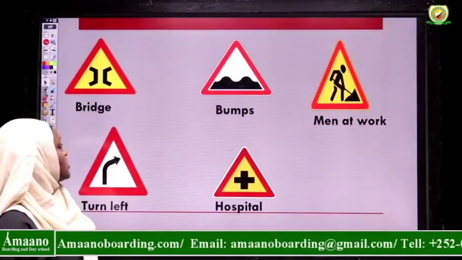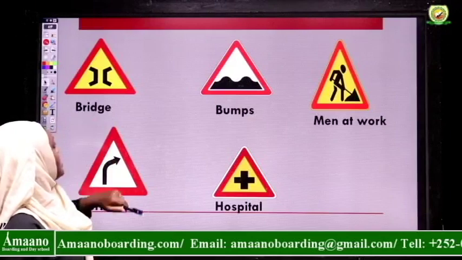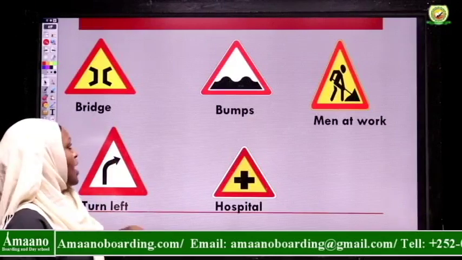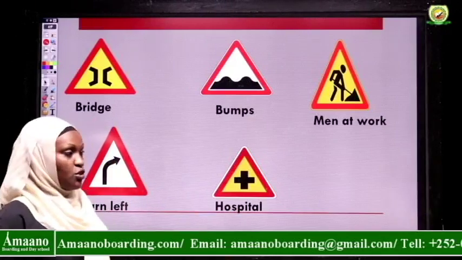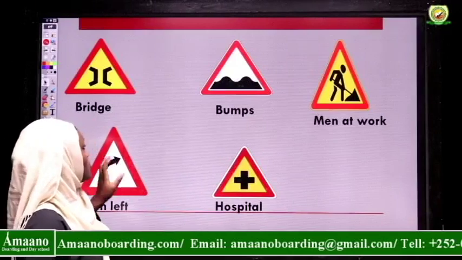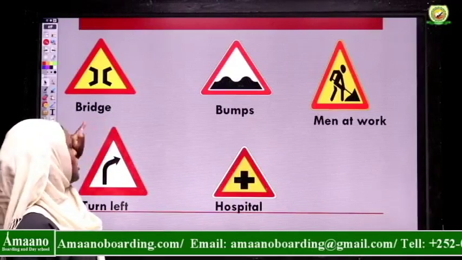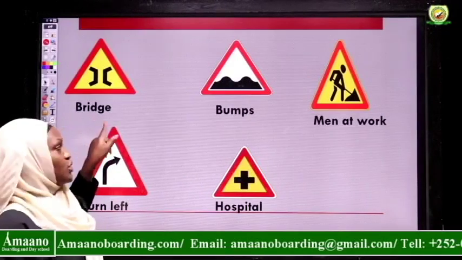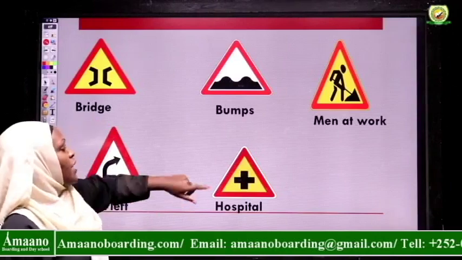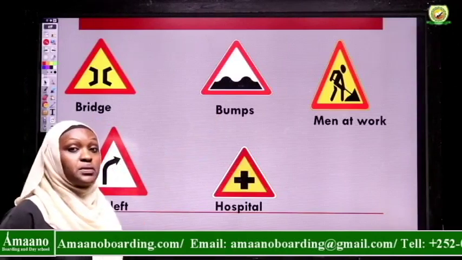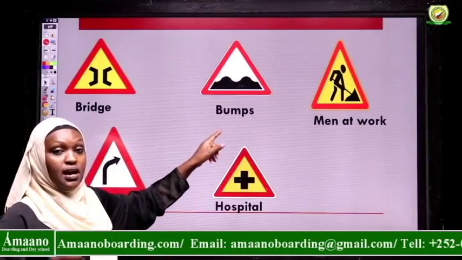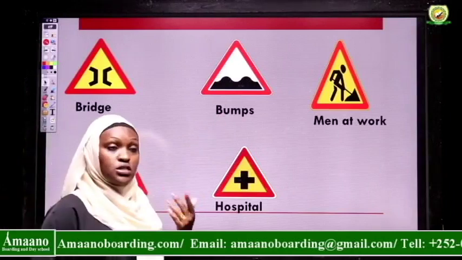We also have these ones. This means the bridge. Maybe ahead there is a bridge. So for those who are riding, you have to slow down, because if you fail, you might lose your steps and cause an accident. Then this one means bumps ahead. As you go, there is a bump, so you have to slow down.